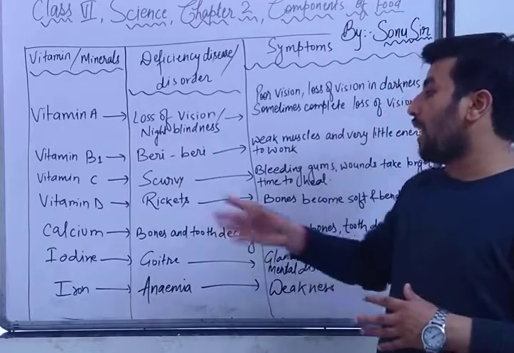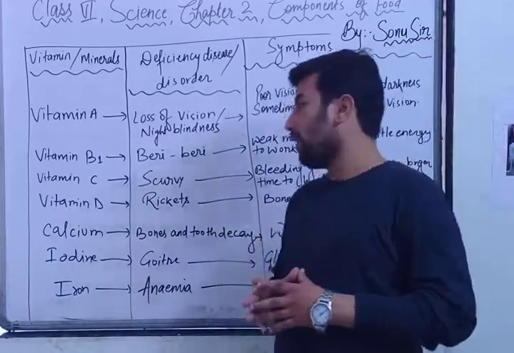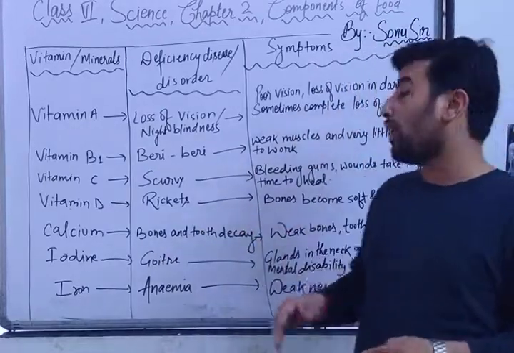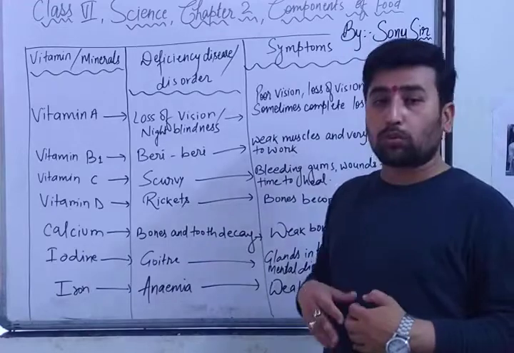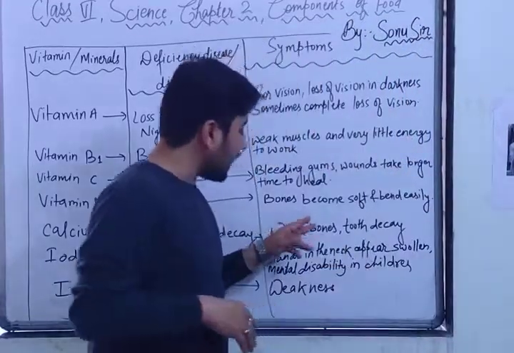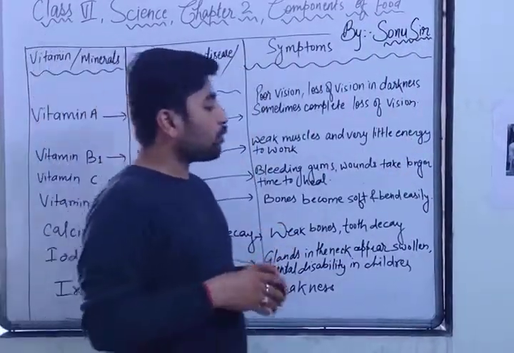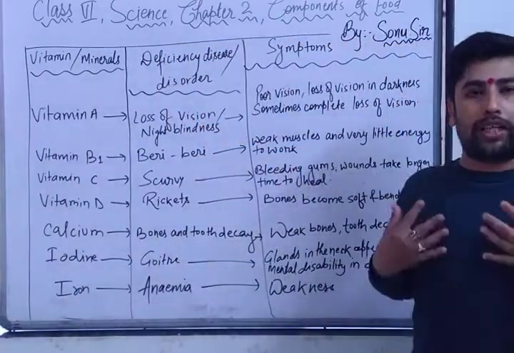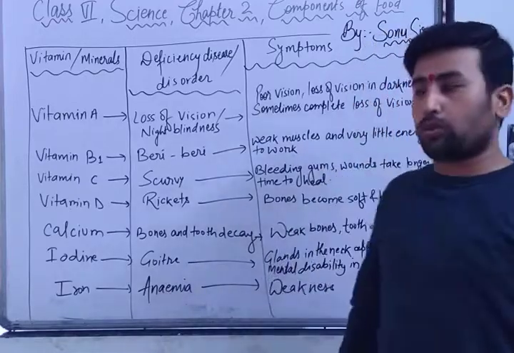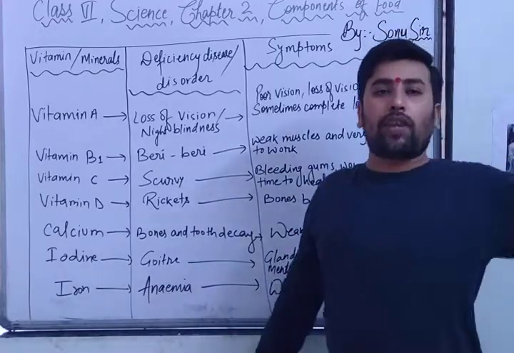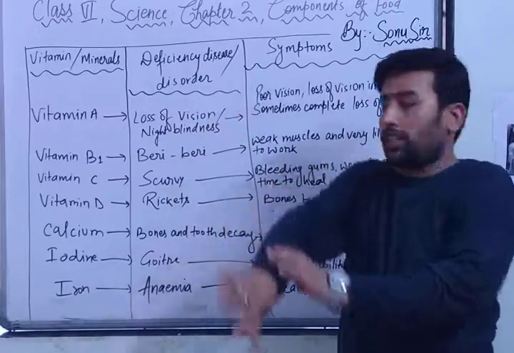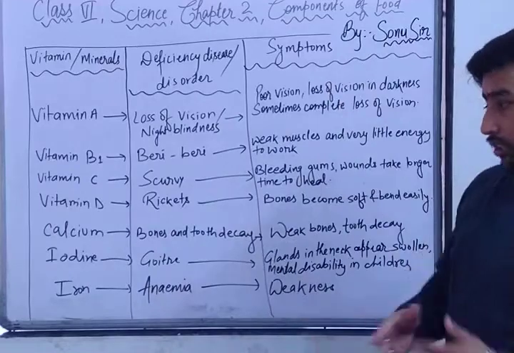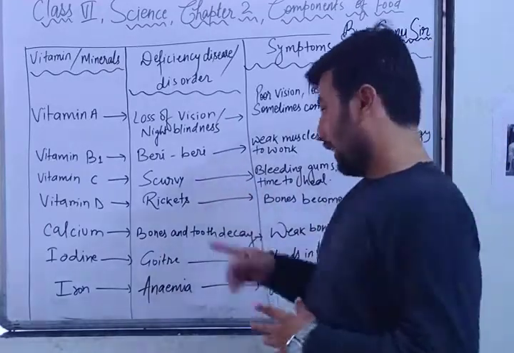So now vitamin D. All of us know vitamin D, sunlight, and because of lack of vitamin D, a small boy has rickets. Rickets means what? Rickets is a disease whose symptoms are that bones become soft and bend easily. You will see their bones are very soft, and it can be bent in any direction. So this is due to the lack of vitamin D. Vitamin D has many sources, but the main source is sunlight.